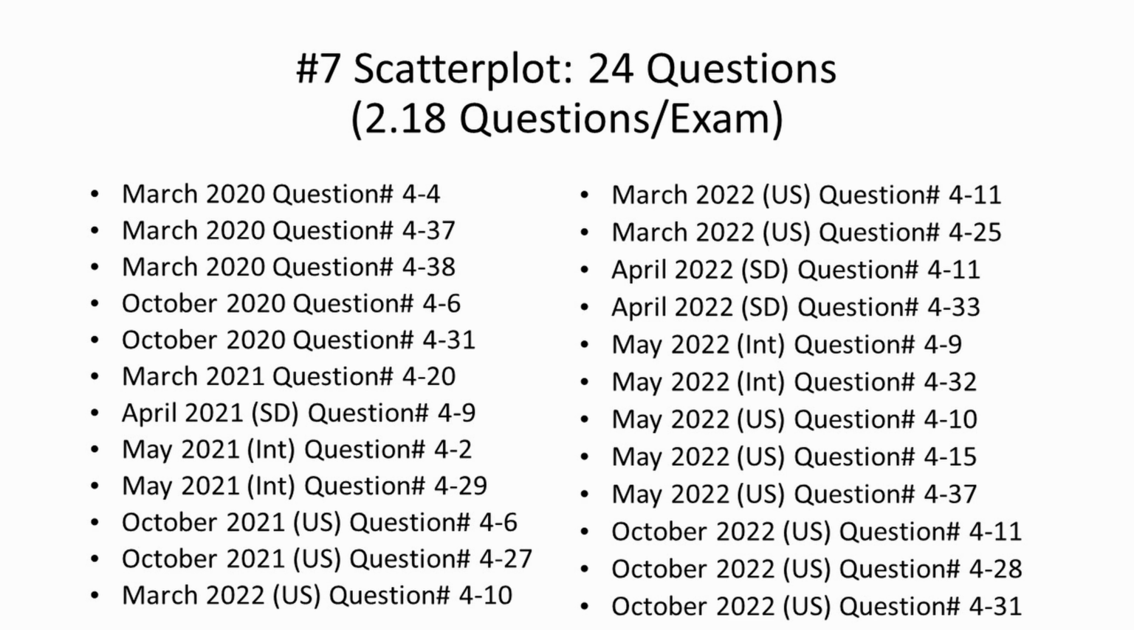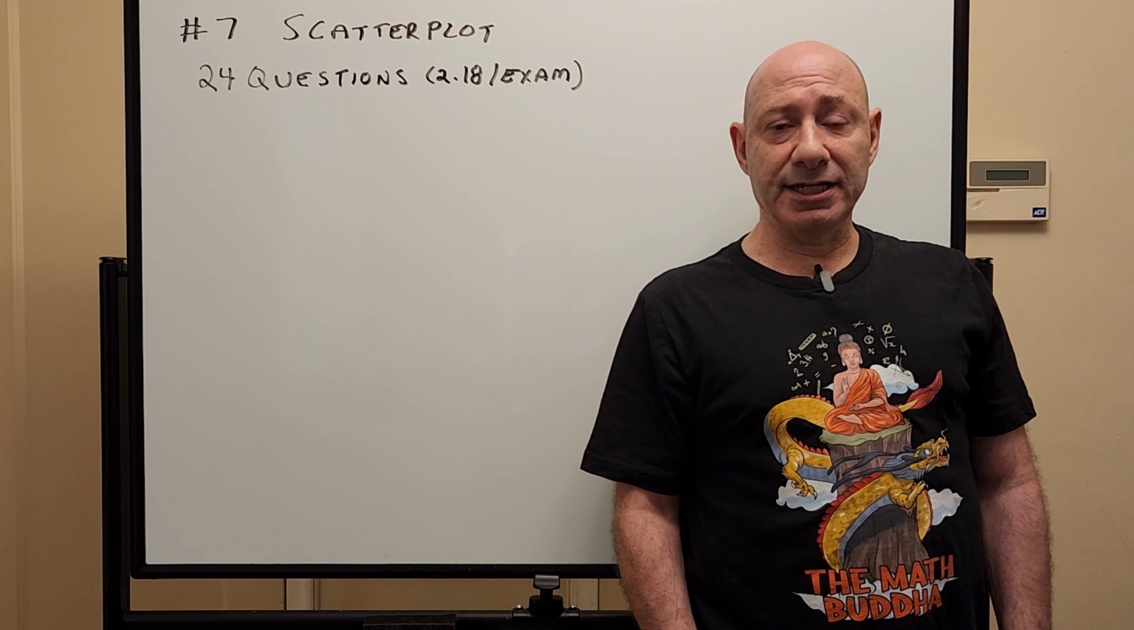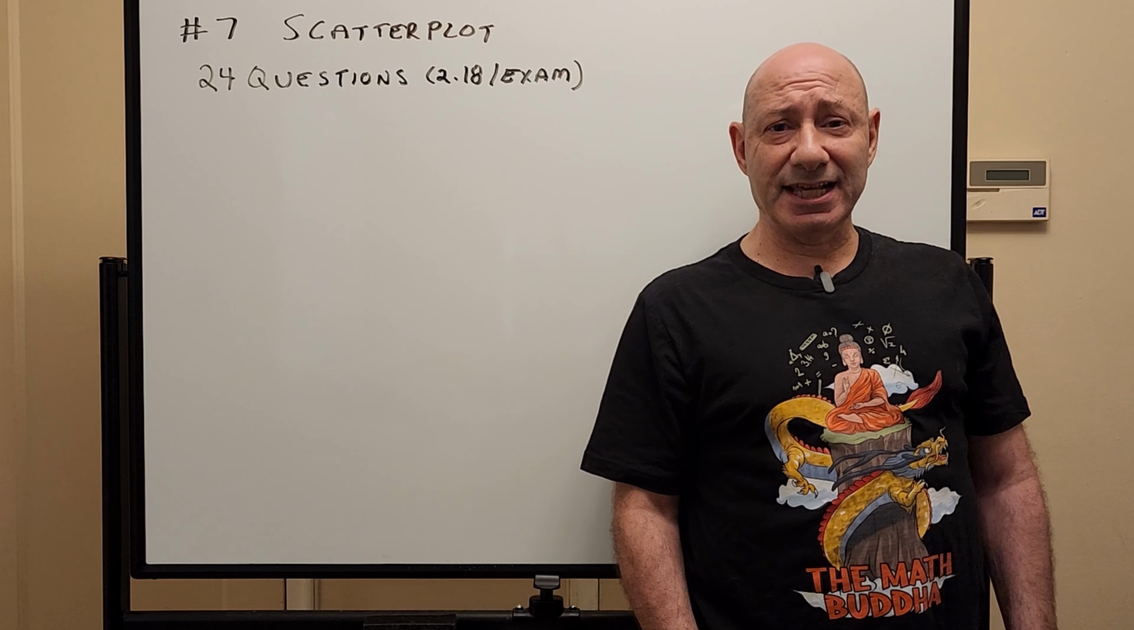Number 7 is the dreaded scatterplot category, with 24 questions or 2.18 questions per exam. Scatterplot questions fall into two basic categories. Either you have to identify a point or a set of points.